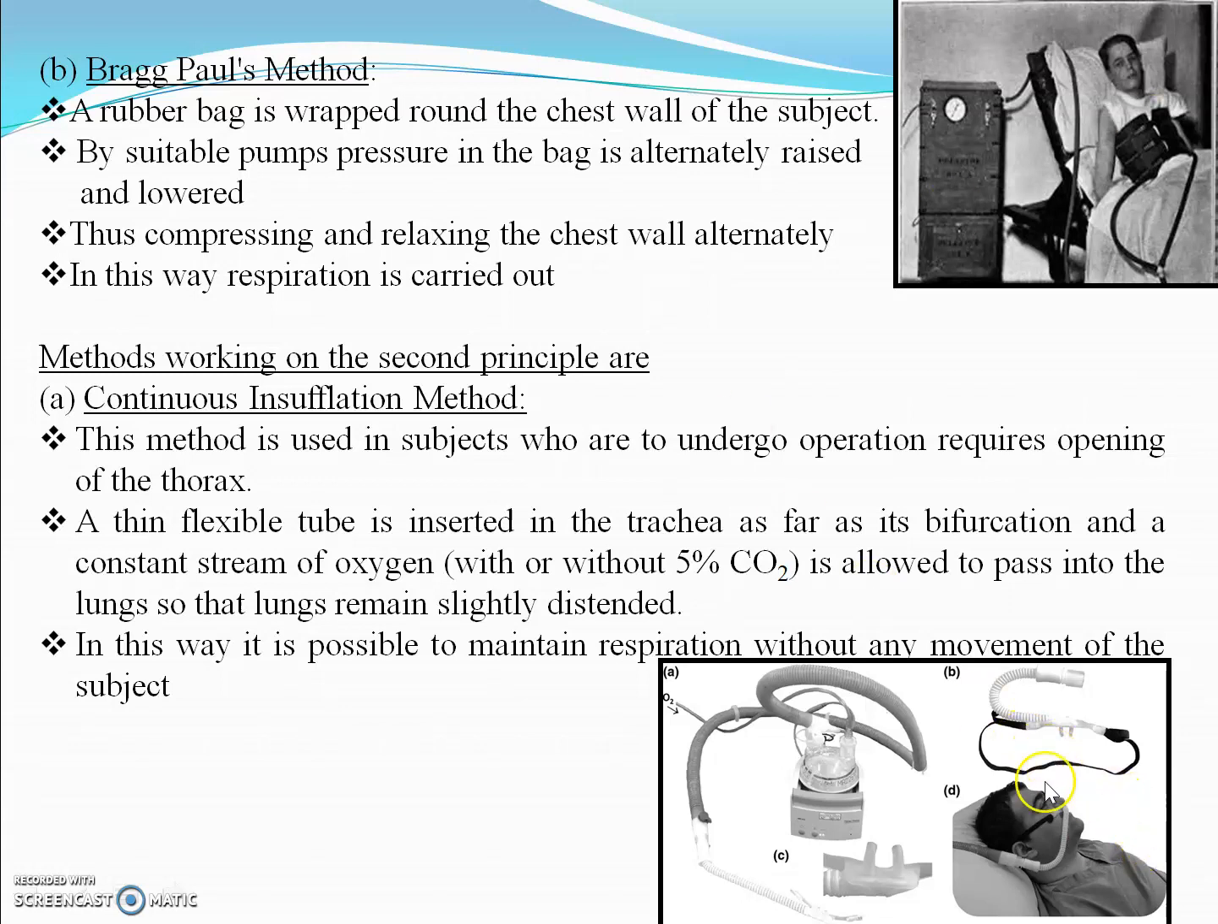Here you can see a tracheal flexible tube which is inserted, and this is the machine which continuously supplies the oxygen with or without 5% CO2.